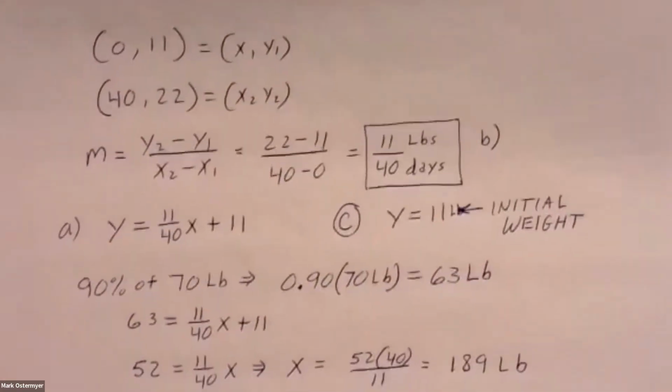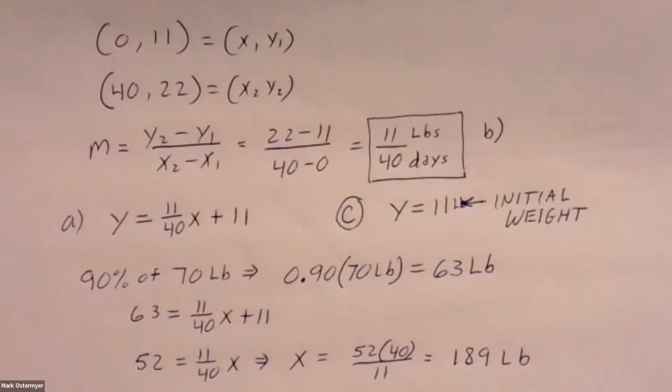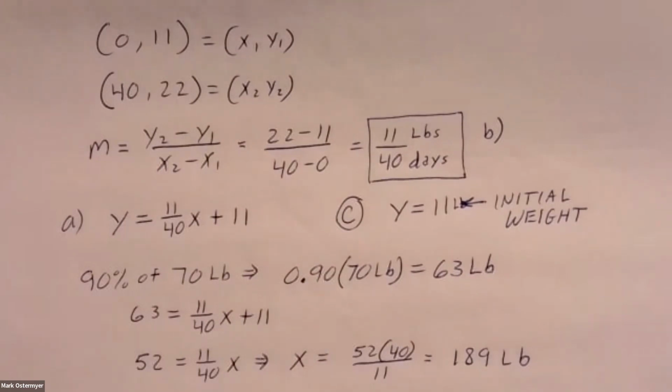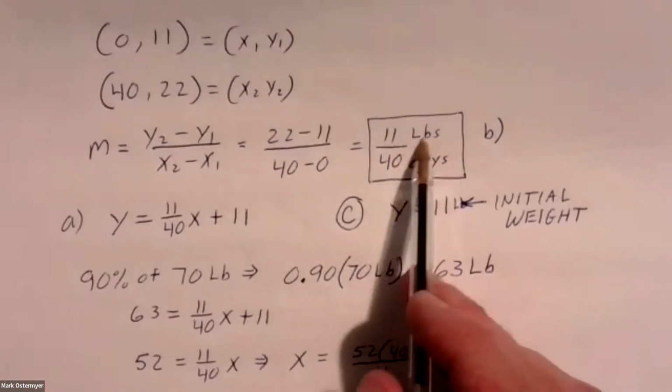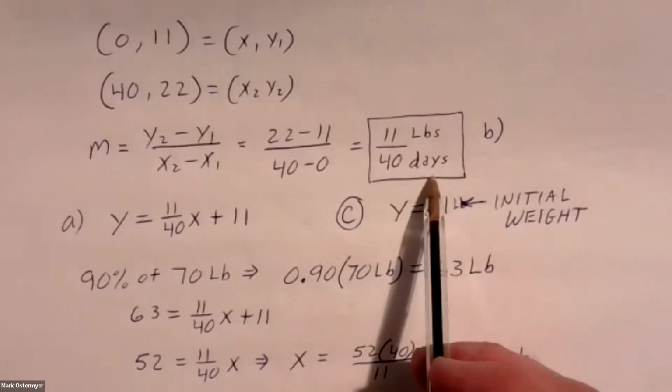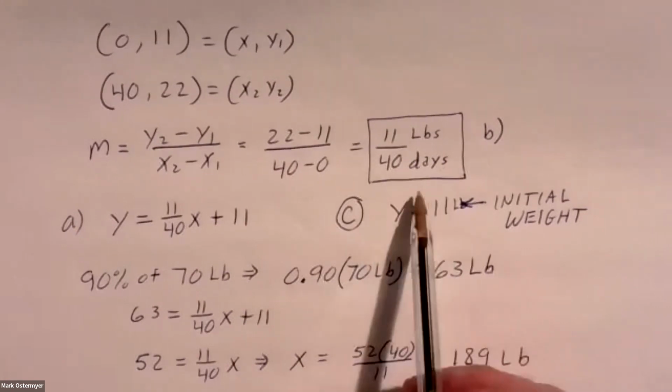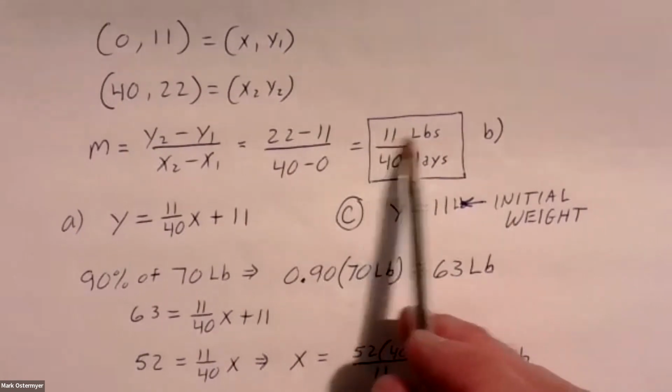Let's take a look here. For part A, they want you, using these 2 points on the graph, to write a linear function that models the days since adoption versus the weight of this puppy. The first thing I do is find the slope. The slope is 11 pounds per 40 days, and the interpretation of this slope is that for every 40 days after adoption, the puppy puts on 11 pounds of weight.